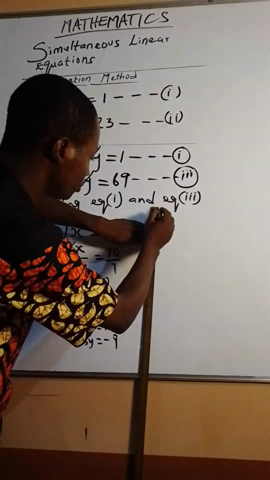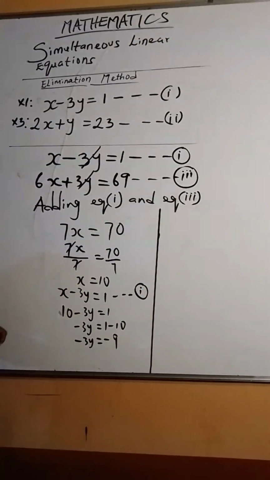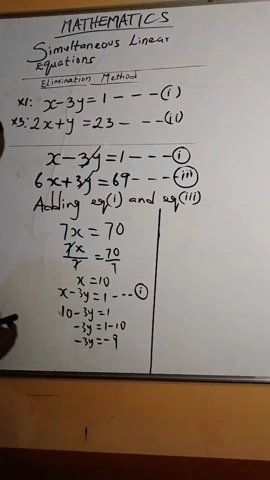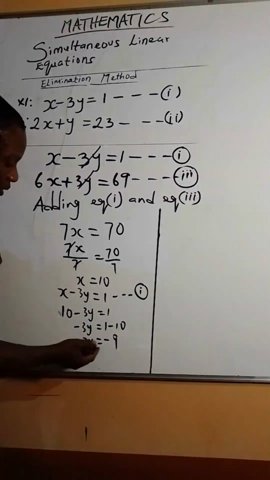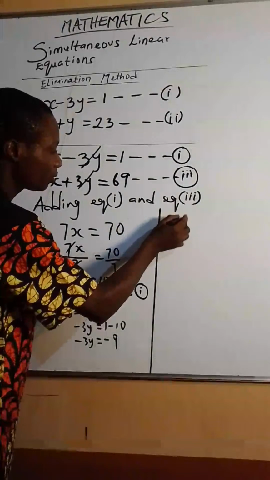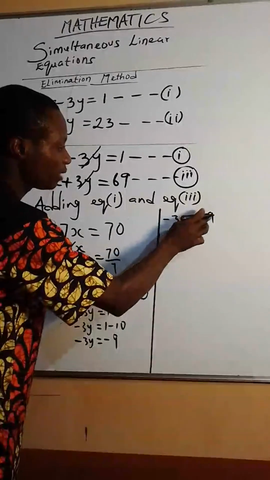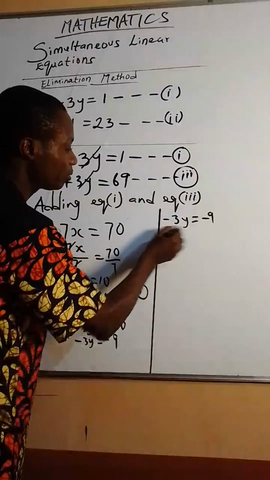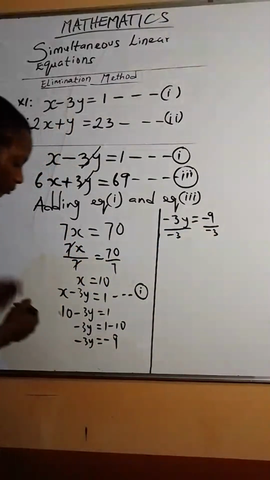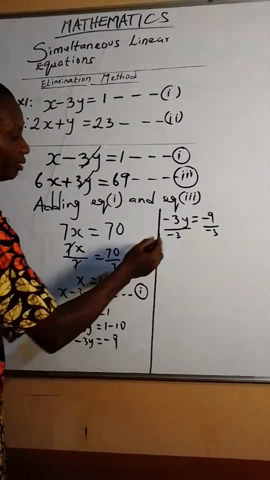So that is what we have for that stage. Now please permit me to draw a line here for better demarcation, for us to understand what we're doing here. Now we have minus 3y equals minus 9. So we are now going to write that minus 3y equals minus 9. Then we are going to divide each side by minus 3. All right? Remember, we are to find y. We are actually finding the value of y.